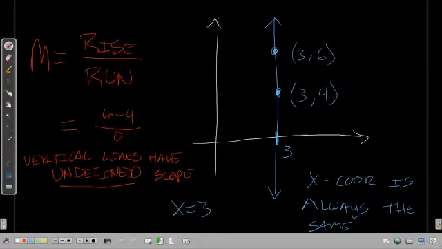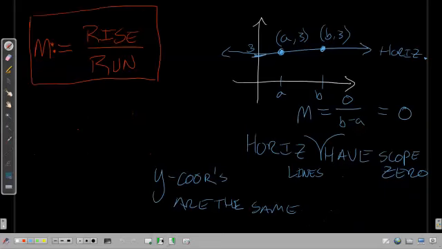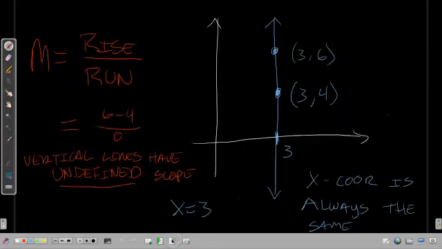Horizontal lines have 0 slope, vertical lines, undefined slope. It's just a matter of where's that zero. For a horizontal line, the zero's in the numerator. For a vertical line, the zero wound up in the denominator because there's no run, giving you an undefined slope.